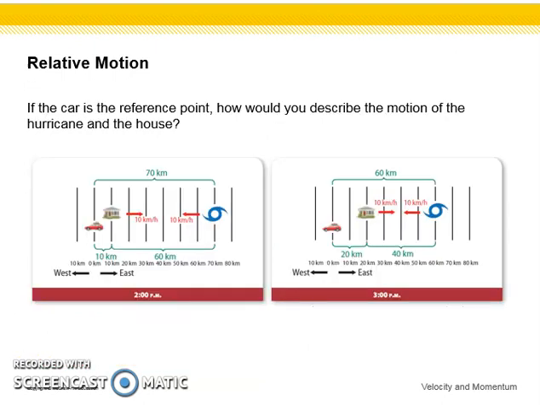Okay, so same scenario. If the car is the reference point instead of the house, how would you describe the motion of the hurricane and the house? Please write your answer and highlight it.